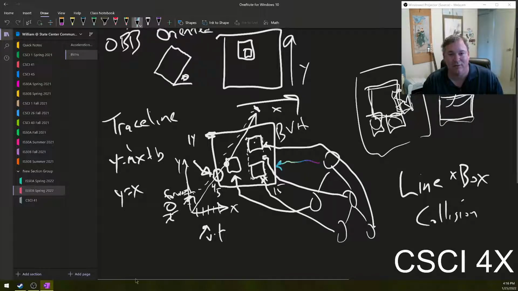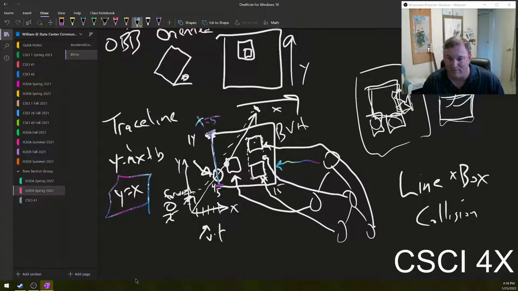Let me draw it in blue or something. So let's focus on the left edge right here. That's where we know it hits. This left edge corresponds to x equals 5. So what we do is plug x equals 5 into y is equal to mx plus b, and we get y equals 5 as the result. That's the point of impact.